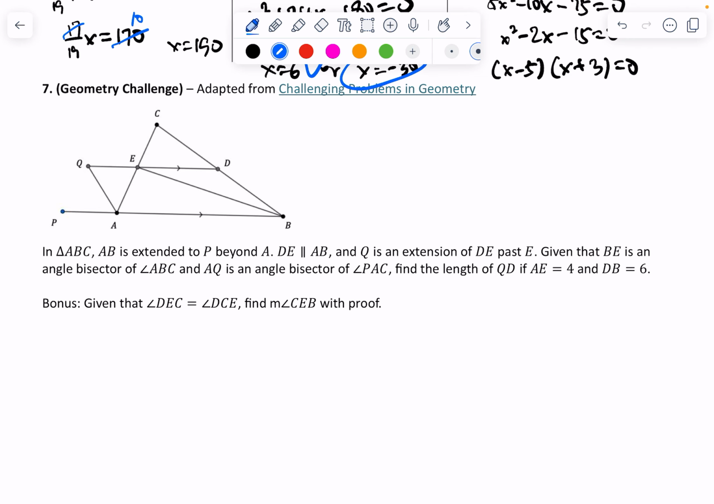So in triangle ABC, AB is extended to P beyond A. Right, AB is extended to P beyond A. And DE is parallel to AB, and Q is an extension of DE past E. So Q, E, D are collinear. Given that BE is the angle bisector of ABC, and AQ is the angle bisector of PAC, find the length of QD if AE equals 4 and DB equals 6.